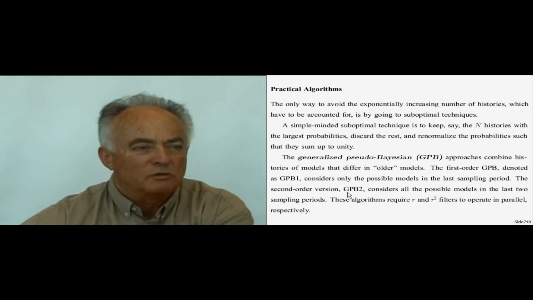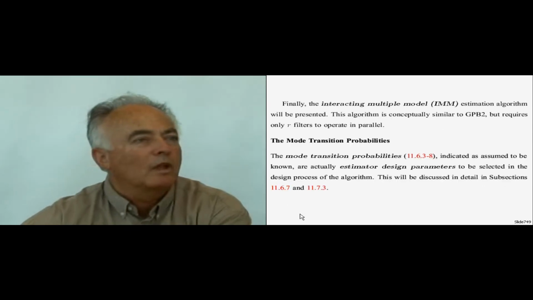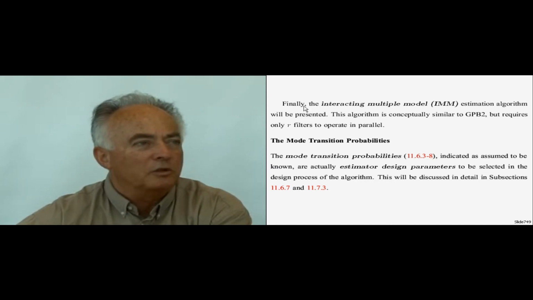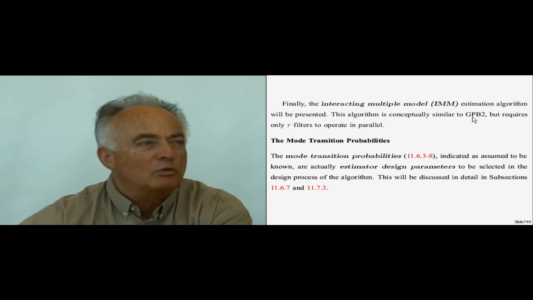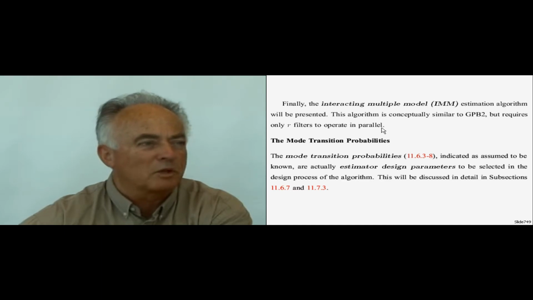There's a GPB2, the second-order version, which considers all the possible models in the last two sampling periods. The first one will require R filters, because we have R models now and all the past is lumped. The second requires R squared filters that will have to operate in parallel. Now, there is another algorithm, the so-called interacting multiple model estimation algorithm, which it turns out does something smart and ends up being similar to GPB2, but has the cost of GPB1, and that's one of the few cases where you get quite a bit for very little. It's not something for nothing, but quite a bit.